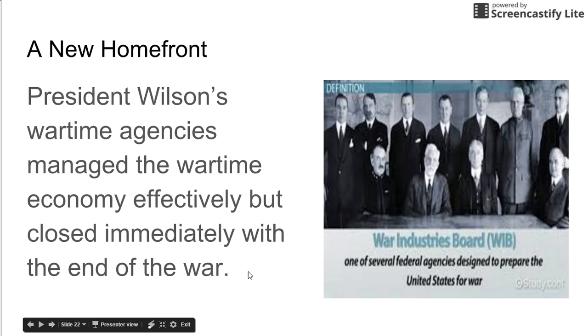President Wilson's wartime agencies managed the wartime economy effectively, but closed immediately with the end of the war. One of those agencies was called the War Industries Board, which coordinated industrial production and the war effort.